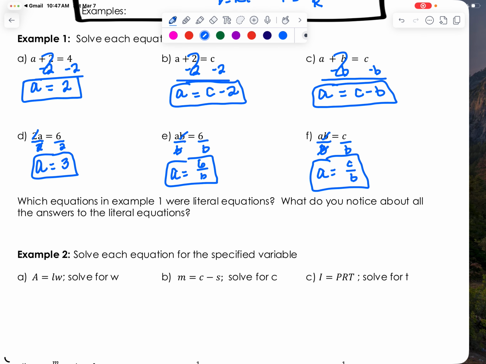All right, welcome back. Hopefully you recognized that the literal equations were in example B, C, E, and F. And the answers to literal equations all contained variables.